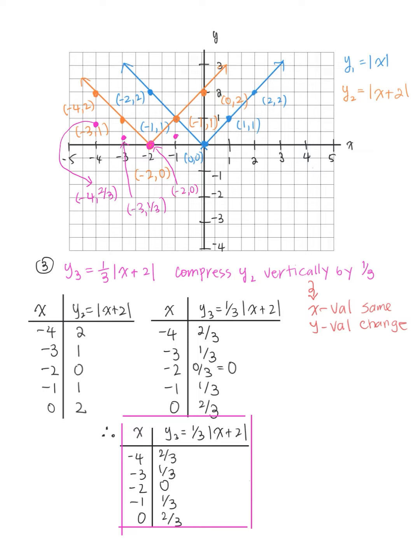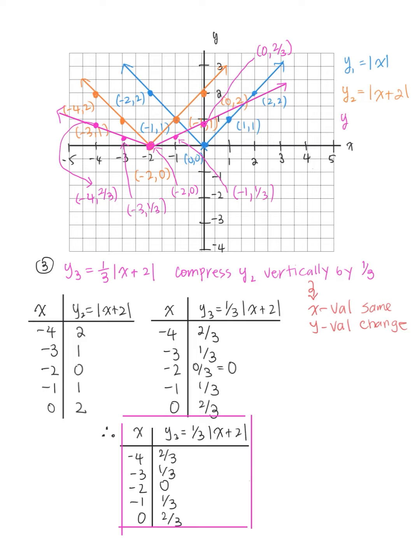Oh no, I keep running out of room. Okay, so this point here is -1 comma 1/3. And the last point is 0 comma 2/3. So maybe right here. All right, now let's connect those dots.